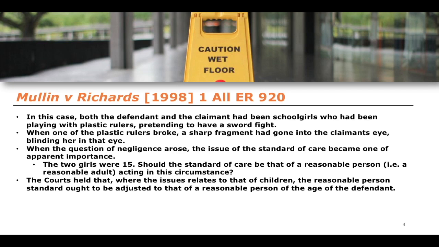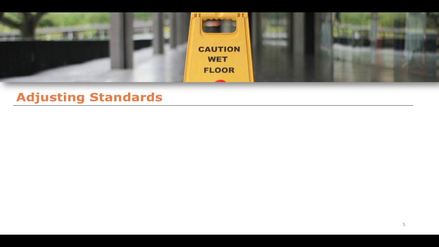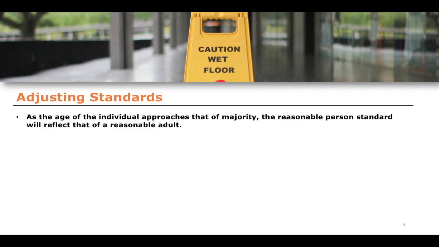Maybe an adult acting in this circumstance would have reasonably foreseen that this kind of damage or injury could have occurred. But would a reasonable 15-year-old have had that same foresight in terms of their actions? Potentially not. And so the result of this means that we adjust the standard of care slightly lower. So the standard of care was not judged in this case to be that of a reasonable adult, but in fact a reasonable 15-year-old. So essentially, that's what the standard of care as applied to children represents.